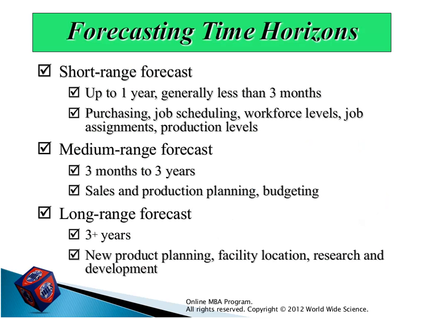For example, you can forecast for the next 12 months, maximum 12 months. That means 1 year. But it's generally for less than 3 months. If you forecast for 3 months later, or 2 months later, or 1 month later, this is called short-range forecast. It happens for activities such as purchasing, job scheduling, workforce level, job assignments, and production levels.